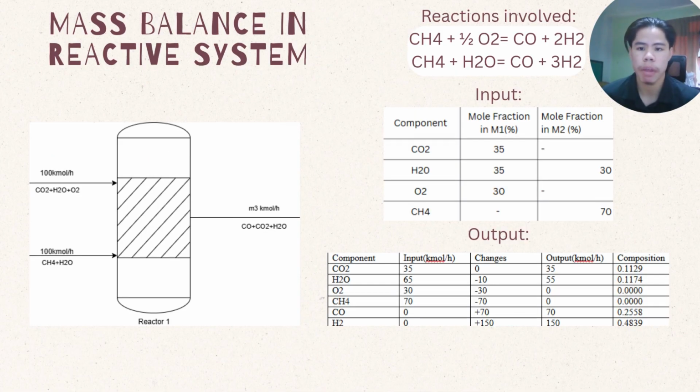For the first, mass balance in the reactive system, we have two reactions involved, CH4 plus 1/2 O2 and CH4 plus H2O. So we get CO and H2 in the output. Our composition for the output is CO2 0.1129, H2O 0.1174, CO 0.2558, while the H2 is 0.4839.